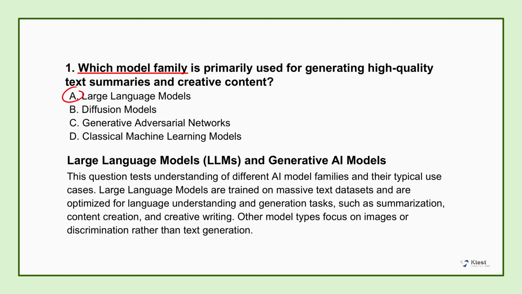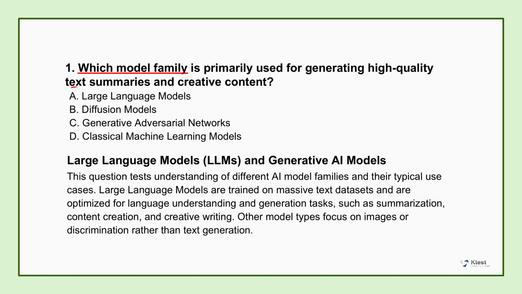Right. So what about diffusion models? I hear that buzzword a lot with AI art. Exactly. Diffusion models, option B, they deal in pixels, not words. If you've used Midjourney or DALL-E, that's diffusion. It starts with noise and refines it into a picture. It doesn't really read in the sense we'd think of. Okay, so if the question was about making a logo, B might be the answer.